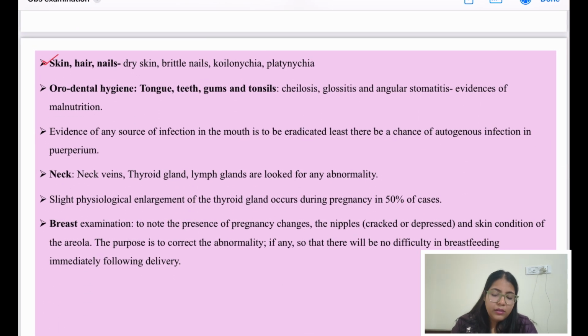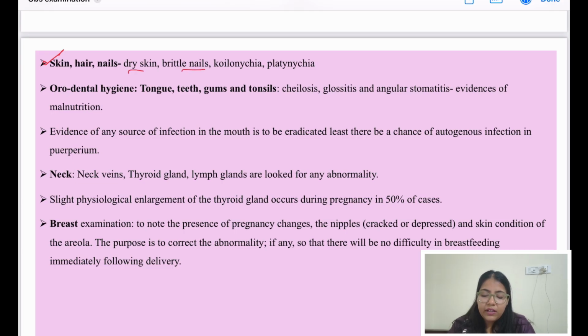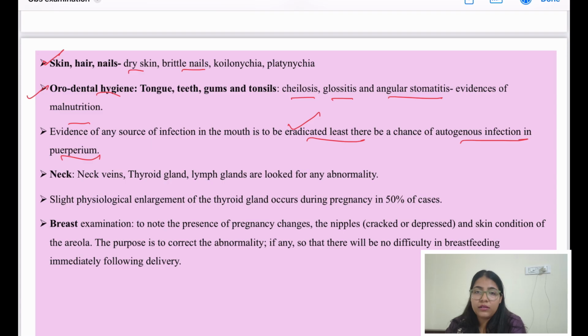And skin, hair, nail, you look for if the skin is dry or brittle, or there is koilonychia or platynychia, like flattening of the nails. You look for the orodental hygiene of the patient because it is important. It will tell us about any evidence of malnutrition, cheilosis, glossitis, angular stomatitis, and it will also tell you if there is any infection in the mouth, because if there is, you need to treat it, because it may lead to infection again in the puerperium, and the patients are already immunocompromised in her puerperal state, so we need to treat it.